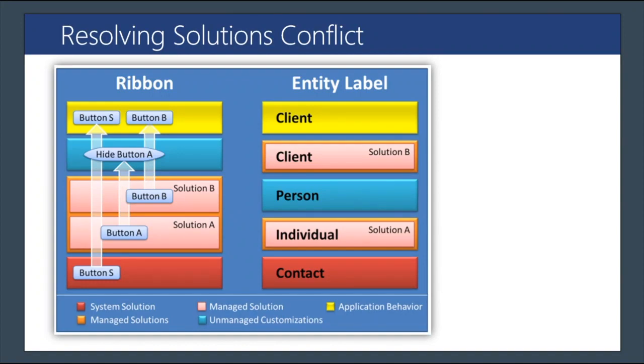Always remember that the unmanaged customizations are always the top layer of the solution chain. So if you have a pool of unmanaged customizations that exist in your development environment, if you've made direct customizations in there, those are going to sit at the very top. And so you always want to be aware of that.